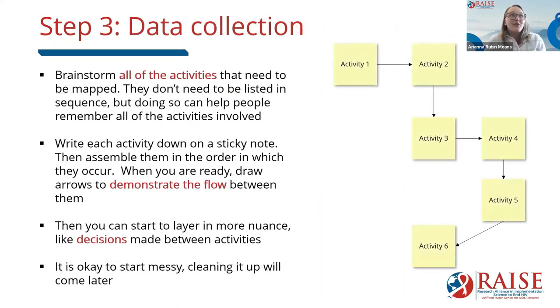So then it's time for data collection. And you want to start by brainstorming a list of all of the activities that are implemented during your process of interest, and you write them down. You don't need to necessarily brainstorm them in sequence, although doing so can be helpful because it helps you be sure not to forget something. But when you're working in a group or when you're collecting these data, the facilitator should use probes like asking, okay, what happens next? Or does anything need to happen before this takes place to help make sure that no activities are missed as you're making this list?